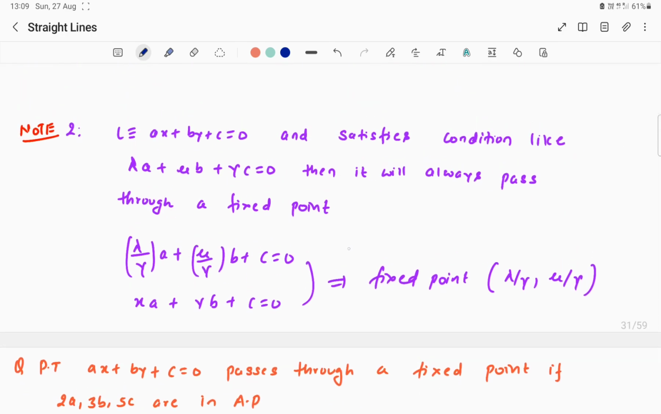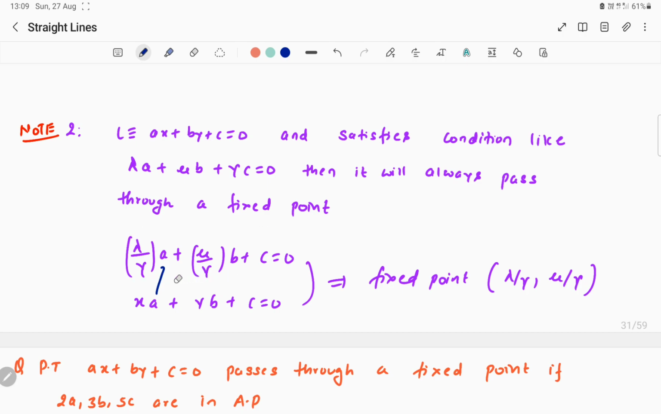So this is what exactly is being told here. Okay, that if a condition is given like this, then it is always going to pass through a fixed point. Okay, but how to find the fixed point? So simple thing, you make the constant same along with the sign. If it is minus, here also it should be minus, and then by comparing you can see a is here, b is here, irrespective of if let's say this condition is satisfied. Suppose this condition is satisfied.